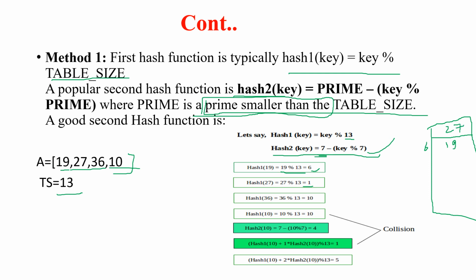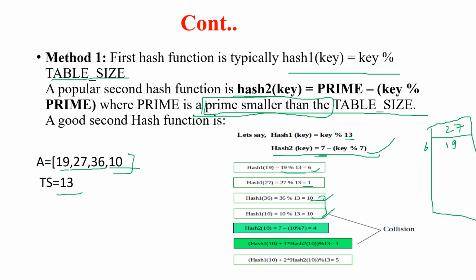Next is 36 modulus 13, and I get the index value 10. At the start only 19 and 27 were stored, so there is no collision, and 36 is kept at index 10. Now 10 comes, and I do 10 modulus 13 again. Look here, these two elements, 36 and 10, both get the same index. It means a collision occurs.